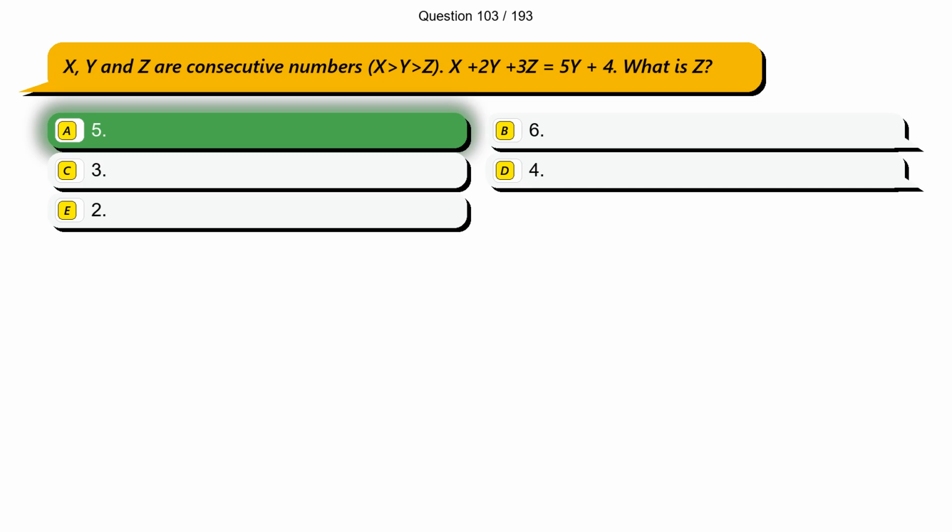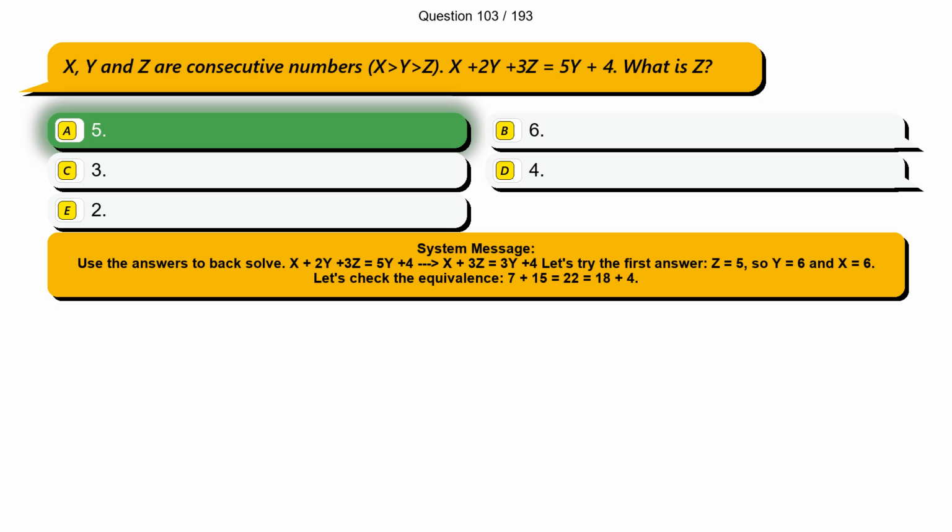The correct answer is option A, 5. Use the answers to backsolve. x plus 2y plus 3z equals 5y plus 4, so x plus 3z equals 3y plus 4. Let's try the first answer, z equals 5, so y equals 6 and x equals 7. Let's check the equivalence: 7 plus 15 equals 22 equals 18 plus 4.